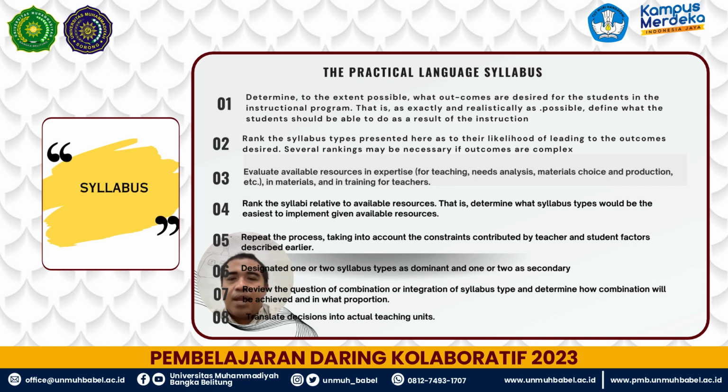Number two, rank the syllabus types presented here as to their likelihood of leading to the outcomes desired, and several rankings may be necessary if our outcomes are complex. And then number three, evaluate the available resources and expertise. For example, teaching needs analysis, material choice and production, and so on, in materials and in training for the teachers.